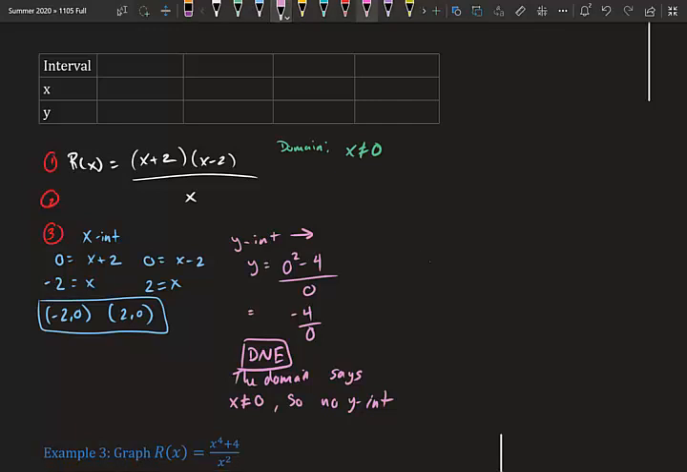All right, our fourth step. Let's find our vertical asymptote. I'm going to do it down here. So our vertical asymptote, remember, it's the domain. So x equals 0.